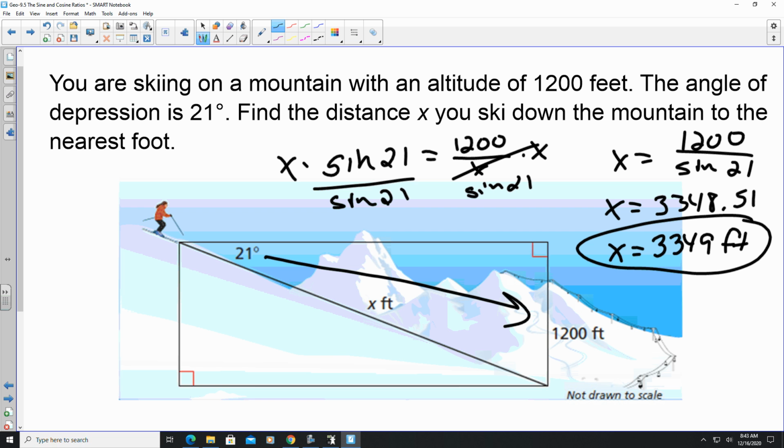And that is being able to use the sine and cosine ratios.